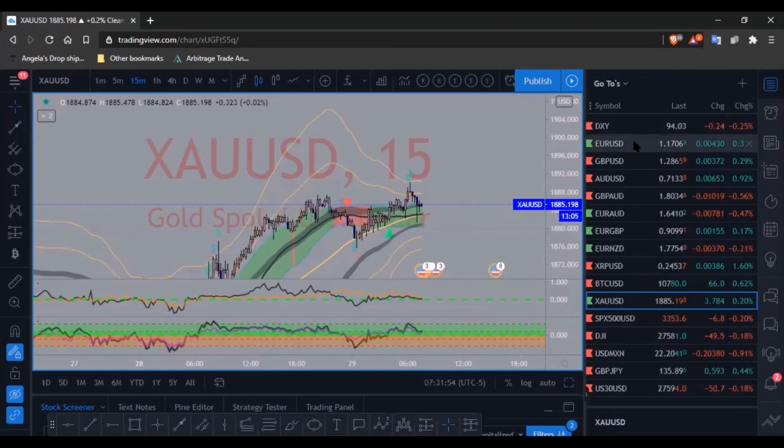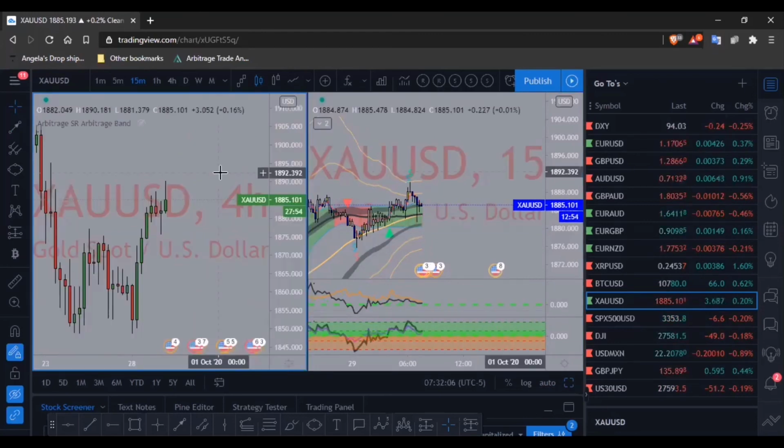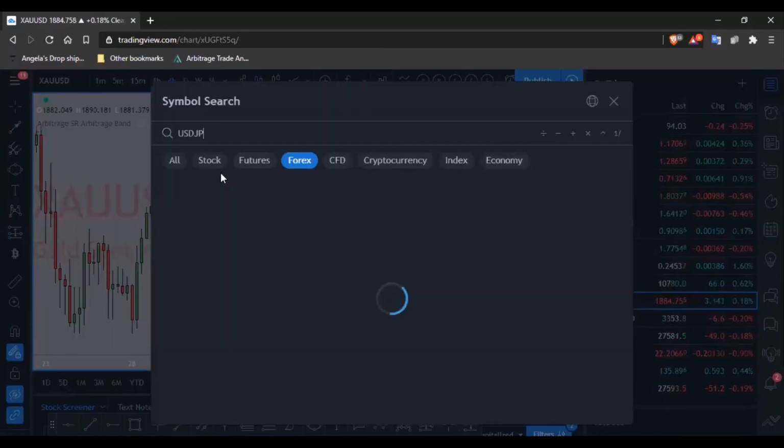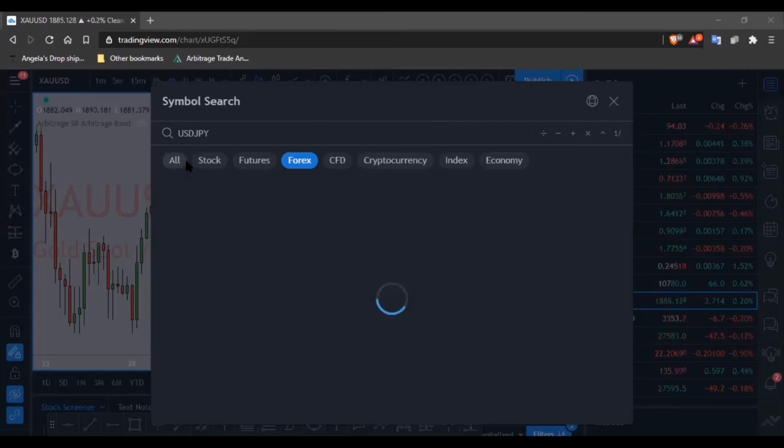Is there any other pairs anybody wants me to look at? I'm still looking. Oh, by the way, before I get off of here, USDJPY, nice. No problem, no problem. Glad I can help. I'm still looking at selling USDJPY.